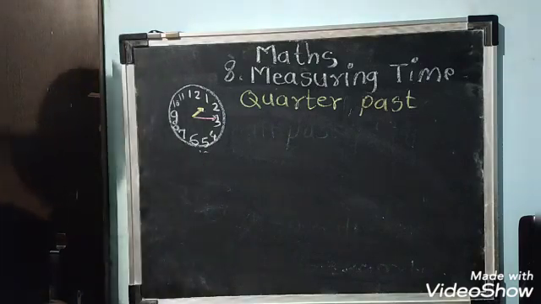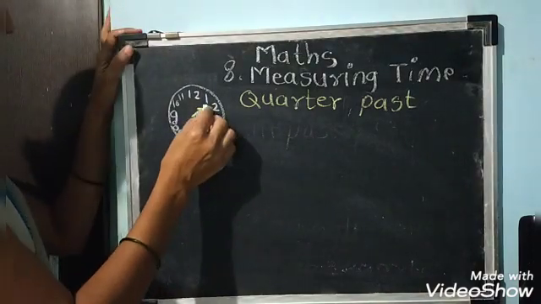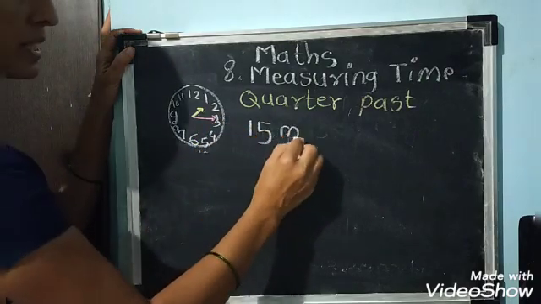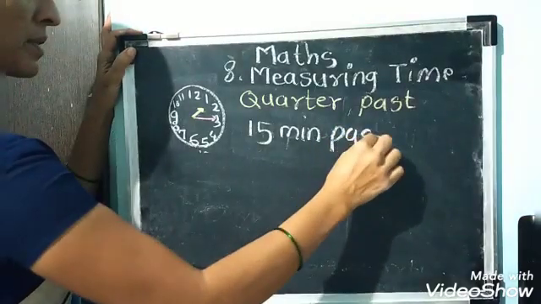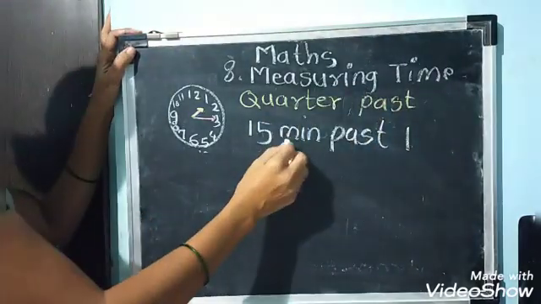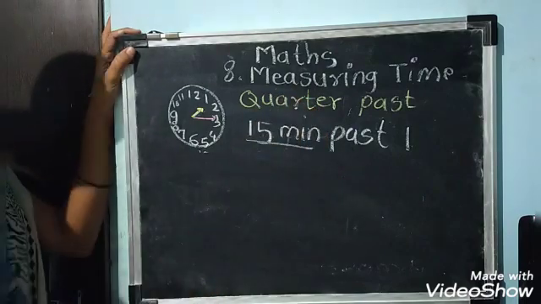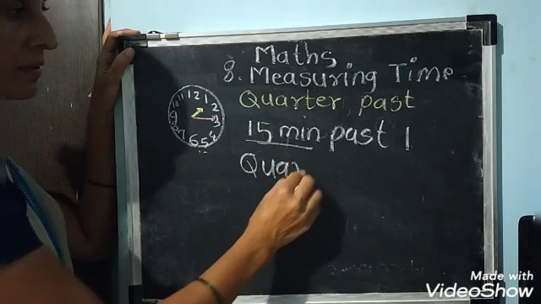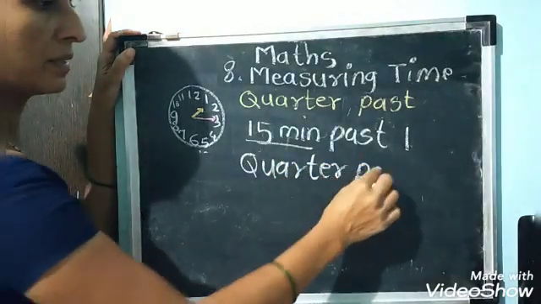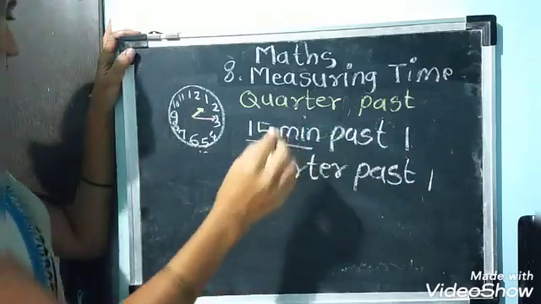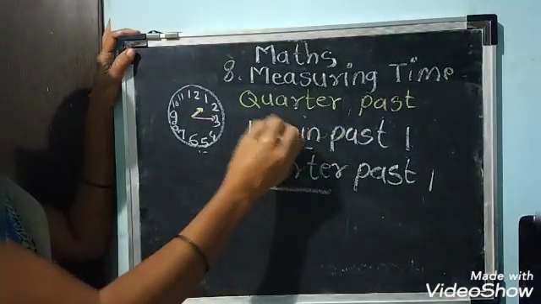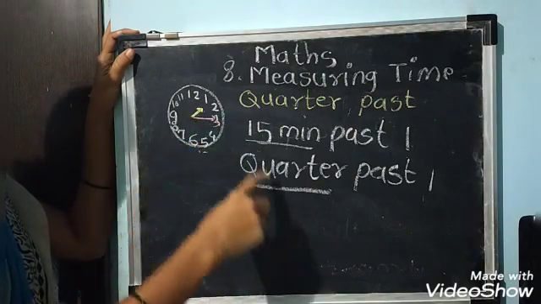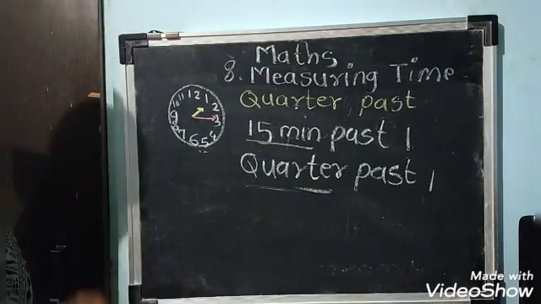Then how to write? Tell me in minutes. 15 minutes, 3 5s are 15. So 15 minutes past 1. So instead of 15 minutes, we can use the word quarter. Then how to write? Quarter past 1. Quarter means 15 minutes. So you have to learn it. If the minute hand is on 3, then you have to use the words quarter past.